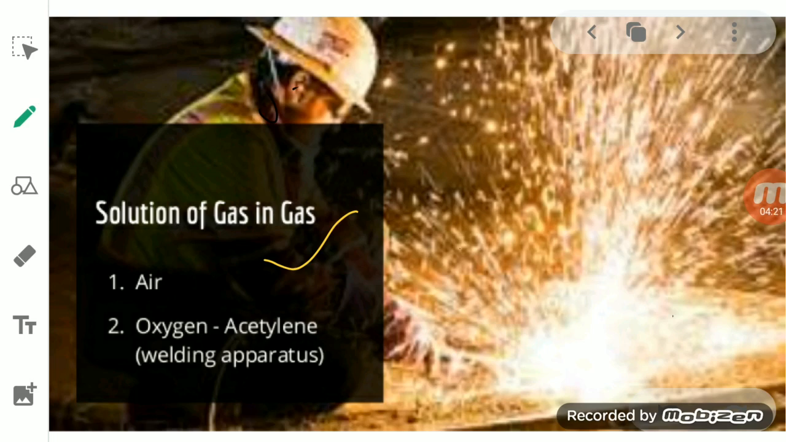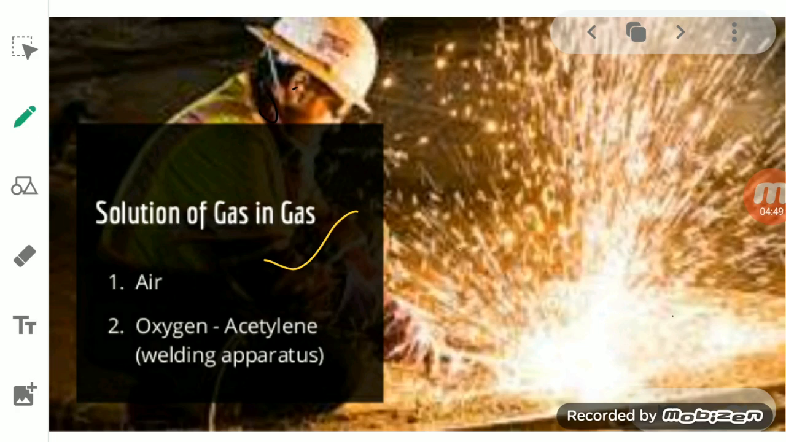So here you can see that air is a solution of gases consisting of oxygen, argon, and different types of gases in it. And by looking at the air you cannot distinguish between the different types of gases present in it. So this is a solution of a gas in a gas.